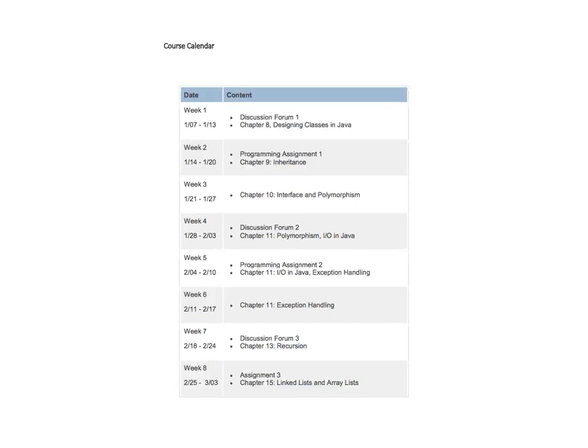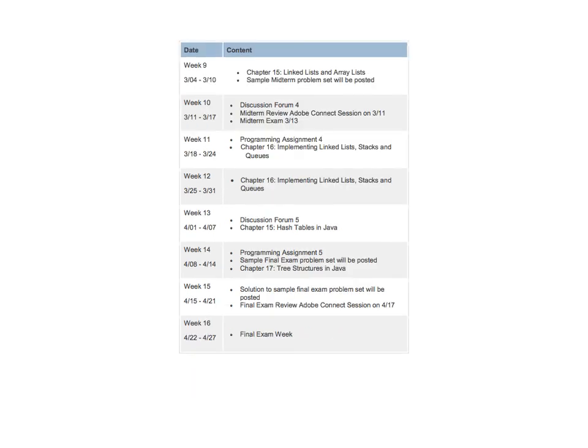And here you can see the course calendar. You see that in each week we go over what kind of subjects and which chapters you're required to read, and you can see which discussion forum or which programming assignment is posted on which week. And finally, you can see the second page of the course calendar.